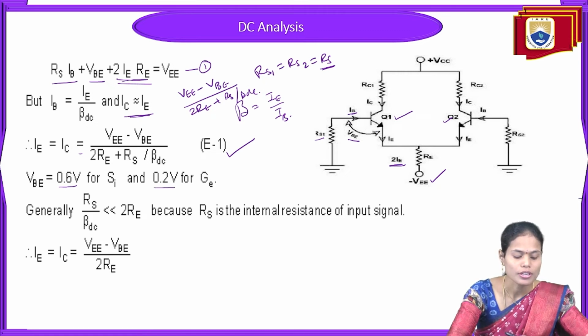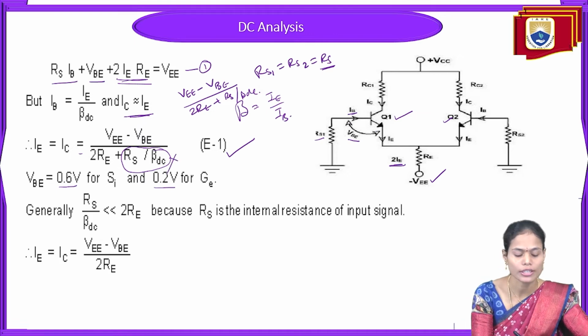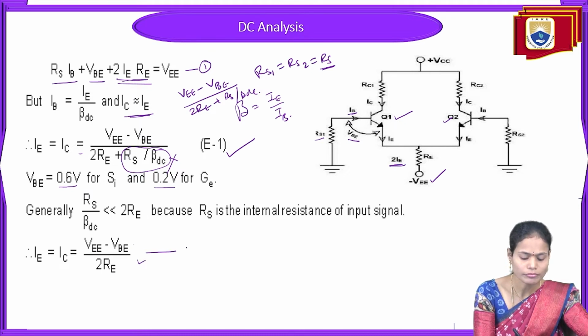Generally this RS by beta DC term is very, very less compared to the 2RE value, so we can neglect it. Why is this value very less? Because the value of beta is very high, but it is present in the denominator. So the overall value of RS by beta DC will be very less compared to the 2 times RE resistance. So the emitter current is equal to the collector current, and that must be equal to VEE minus VBE divided by 2RE. This is the collector current ICQ value.